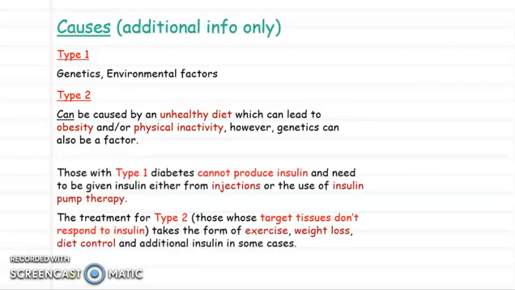Those with type 1 diabetes cannot produce insulin and need to be given insulin either from injections or the use of an insulin pump. The treatment for type 2 diabetes, those whose target tissues don't respond to insulin, could be in the form of taking exercise, weight loss, diet control, and perhaps additional insulin in some cases.